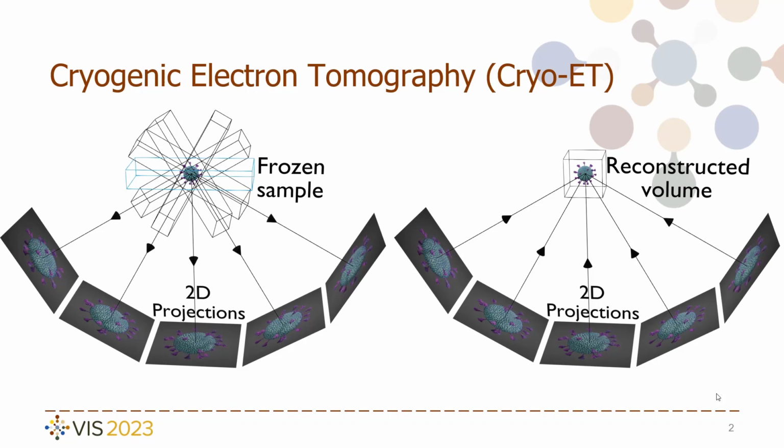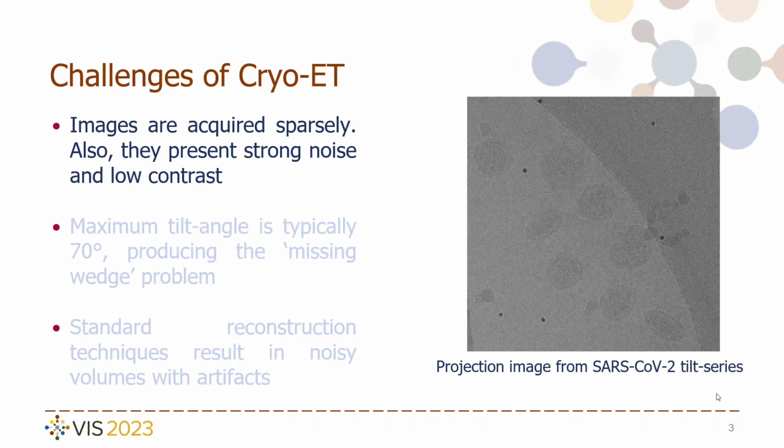Cryogenic electron tomography, or cryo-ET, consists of acquiring a series of 2D projection images of samples under cryogenic conditions at several tilt angles. This set of projections is often called a tilt series, and it's used to create a 3D volumetric representation of the sample using tomographic reconstruction. The main advantage of cryo-ET over similar techniques is that it provides nanometer scale details of the samples in its native environment. However, cryo-ET comes with several limitations.